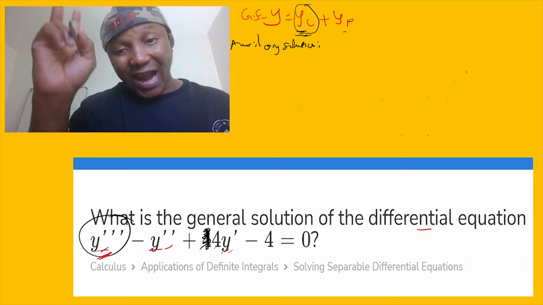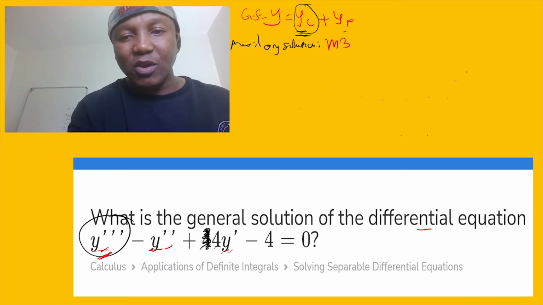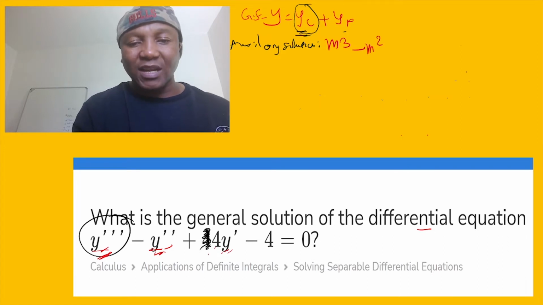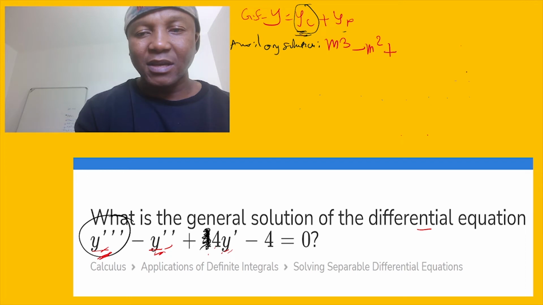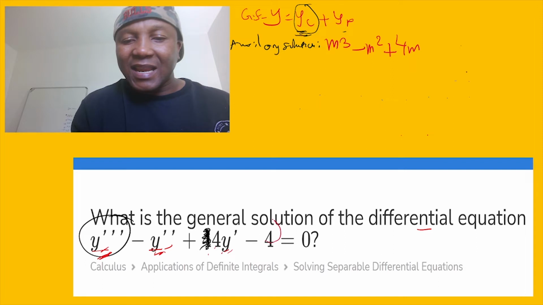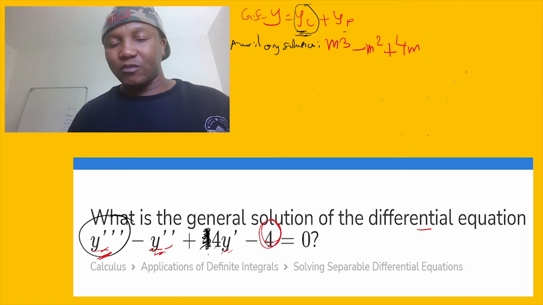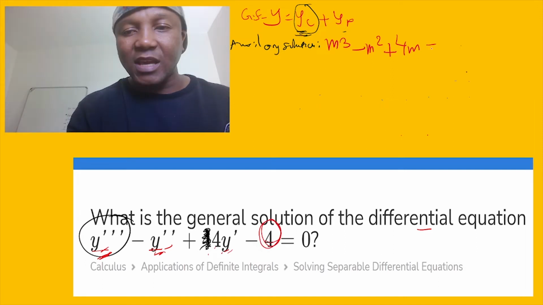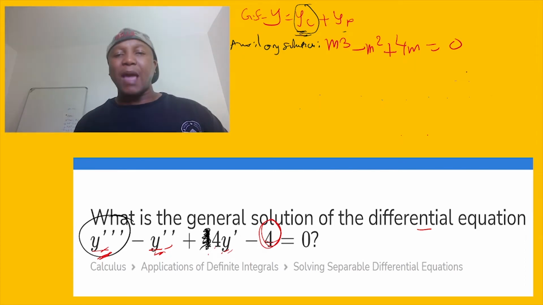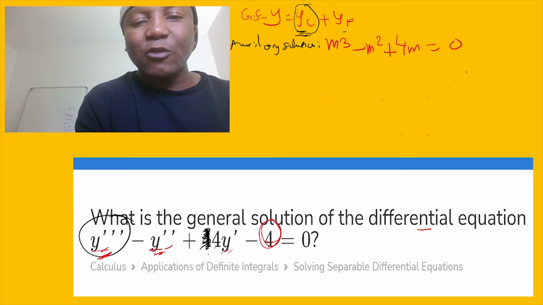This is going to be m cubed, instead of y''', minus m squared, because it's the second derivative, and then plus 4m. And here there is no y term, so it becomes 0, and then equal to 0. So let's find the value of m.